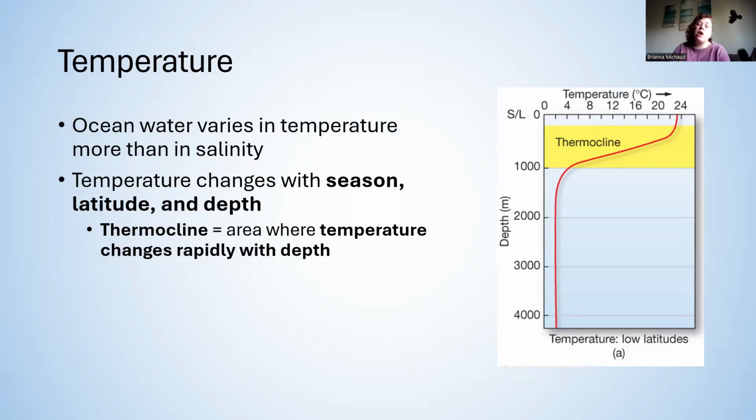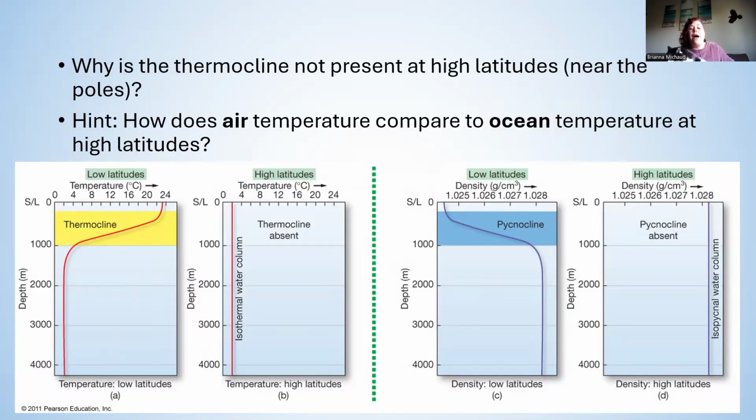We call that the thermocline, an area where the temperature changes rapidly with depth. So it goes from being pretty warm to pretty cold fast as you go down. All right, so that is the thermocline. In general, like I said, the temperature is usually warmer at the surface and colder at depth. But this is not exactly the same everywhere.